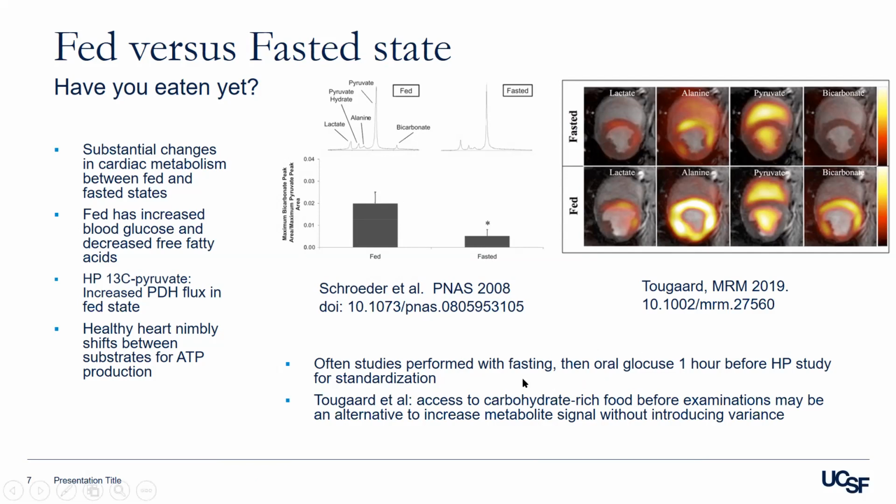And so this potentially can have a big effect, right? This is pretty substantial, from almost no observable bicarbonate to quite a bit in both of these cases. So the experimental protocol that many sites have done is something like this, where you would fast your animal or your human subject, maybe overnight or for several hours, and then give them an oral glucose 1 hour before the hyperpolarized study.